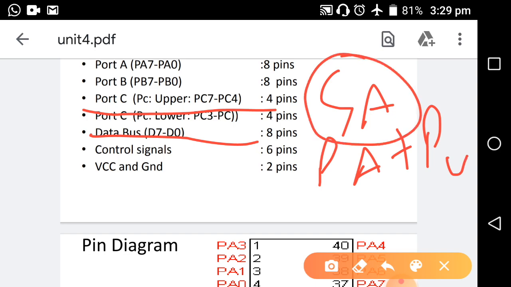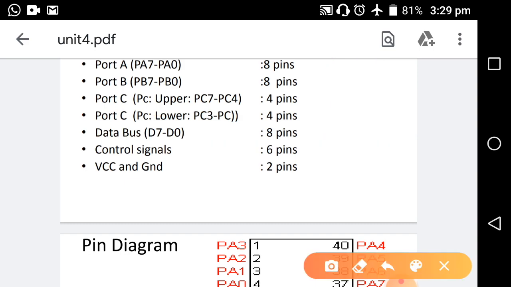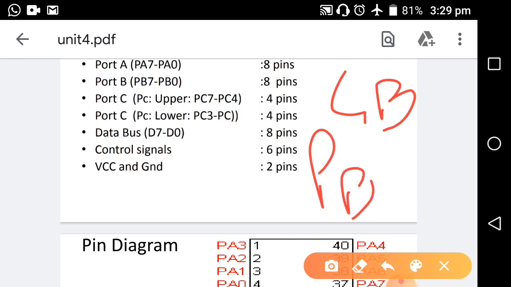Okay, so in group A we have all the 8 bits of port A as well as the 4 upper bits of port C, the port C upper. In the second group, group B, we have all the 8 bits of port B, plus the PC lower.